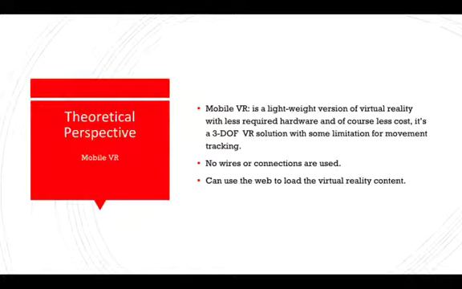Theoretical perspective: mobile VR. Mobile VR is a lightweight version of virtual reality with less required hardware and, of course, less cost. It's a 3DoF VR solution with some limitations for movement tracking. No wires or connections are used. It can use the web to load the virtual reality content.